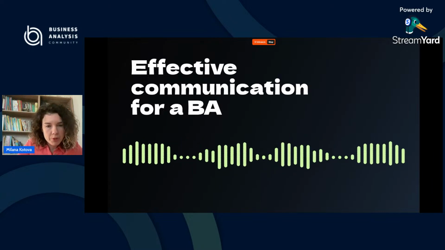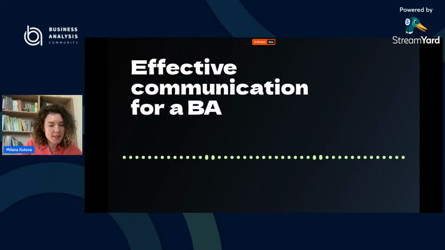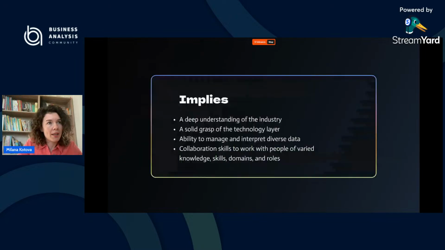So, effective communication for business analysts. As a rule, it requires deep understanding of the industry, technology, data we are working with. It also involves collaborating with diverse stakeholders, with people with different backgrounds, different domains and roles. And simplifying complex concepts is becoming a key here.